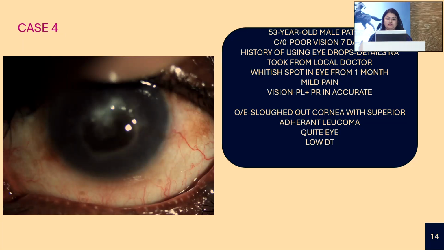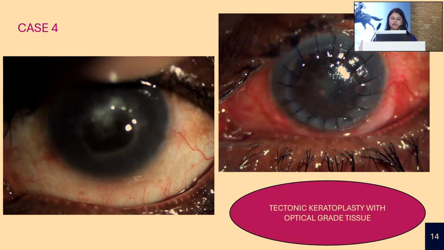This was a 53-year-old male who was using some eye drops. The details were not known, and this was a completely sloughed out corneal ulcer. We thought that this was non-infective, and the patient was not ready to get any investigation done at the start. So we just did a tectonic keratoplasty with optical grade tissue.